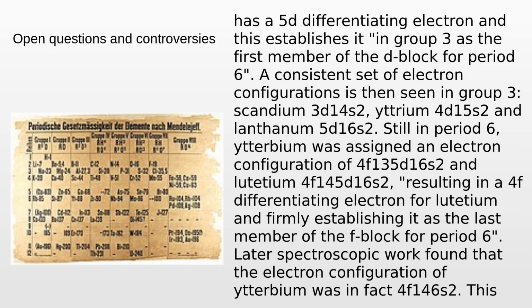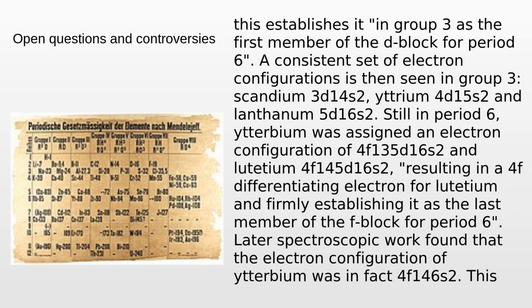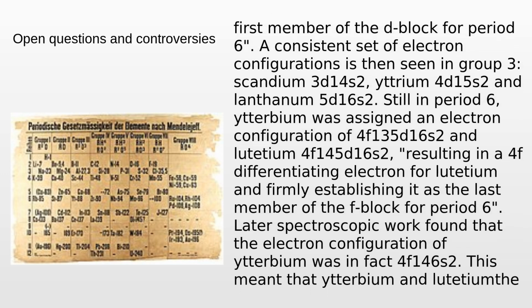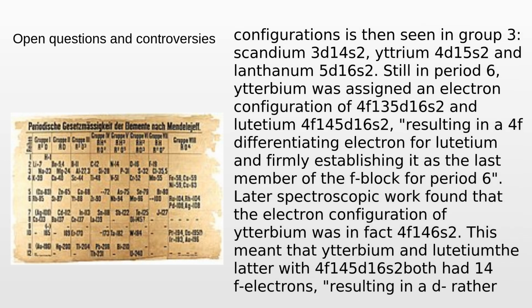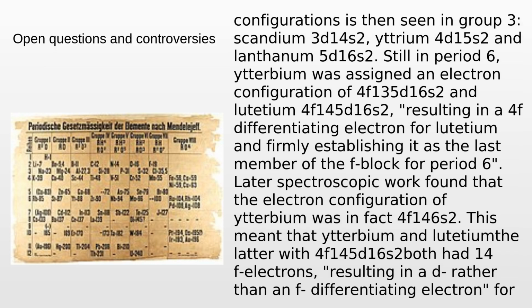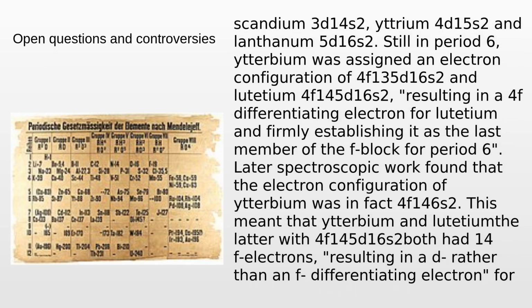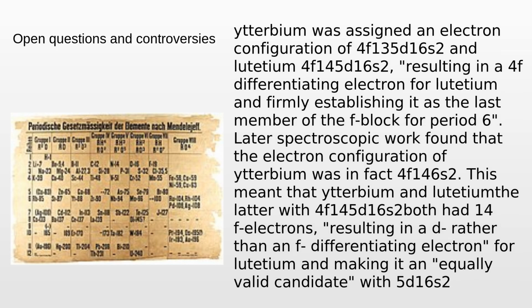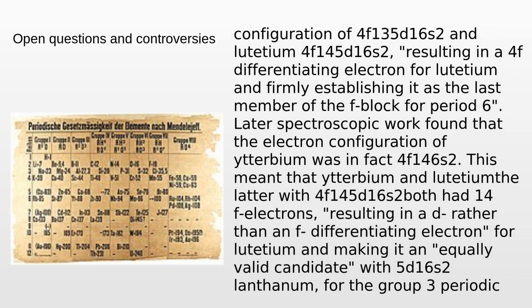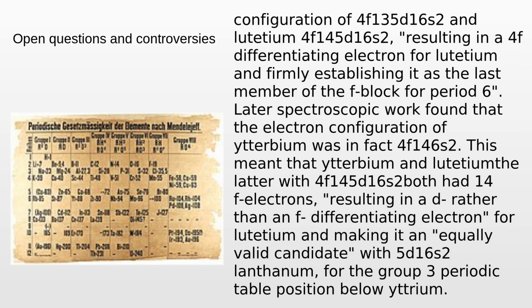Still in period 6, ytterbium was assigned an electron configuration of 4f13 5d1 6s2 and lutetium 4f14 5d1 6s2, resulting in a 4f differentiating electron for lutetium and firmly establishing it as the last member of the f-block for period 6.